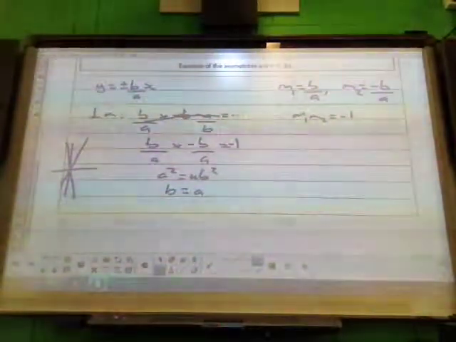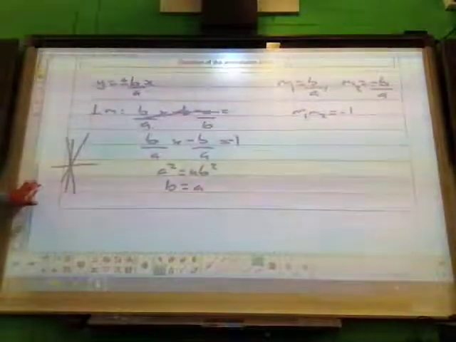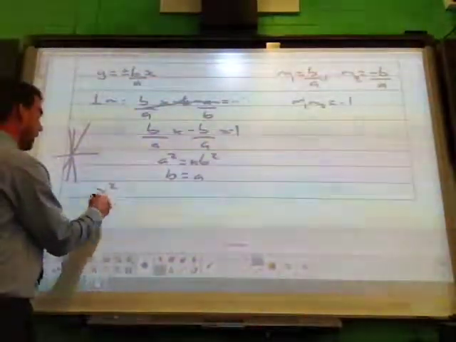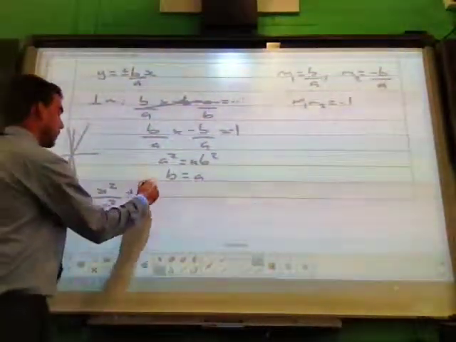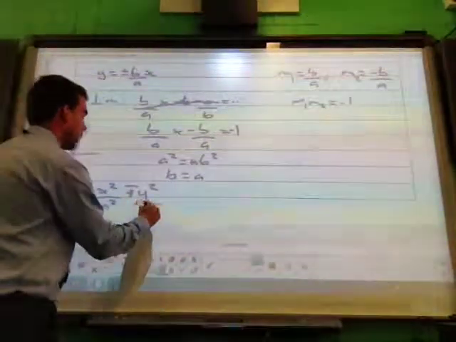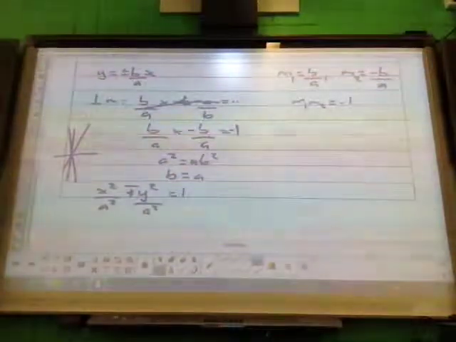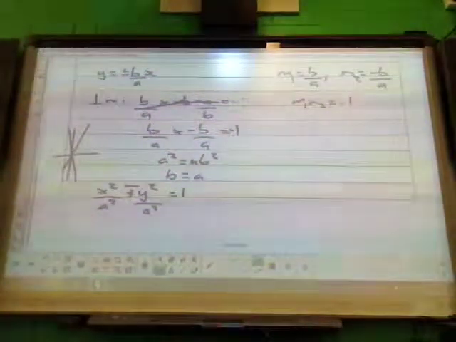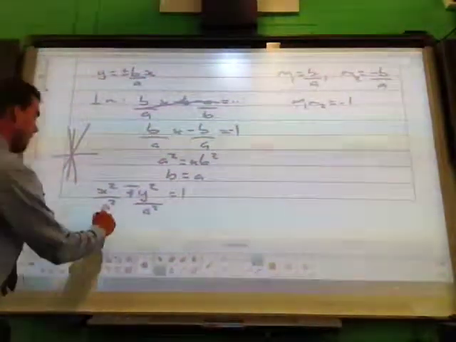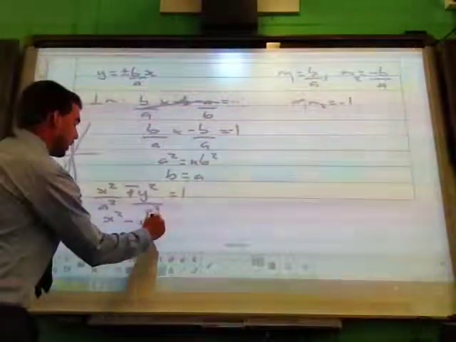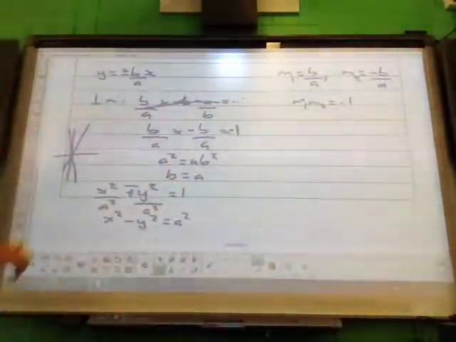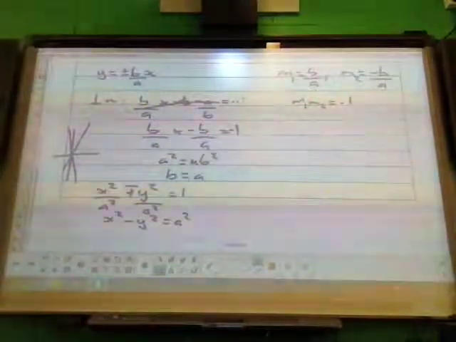Alright, so therefore your equation then becomes x squared on a squared take away y squared on a squared, because b is equal to a, so I'm going to replace my b's with a. Okay, so x squared take away y squared is going to be a squared. Alright, that's the formula up top.